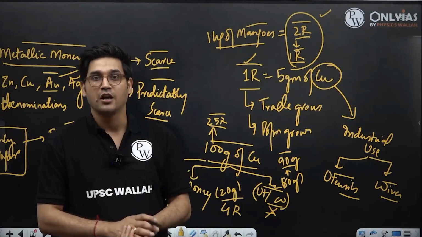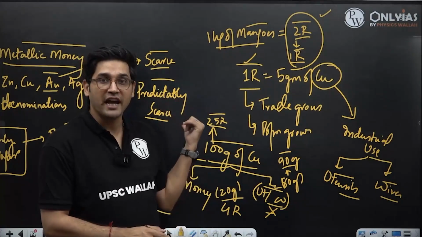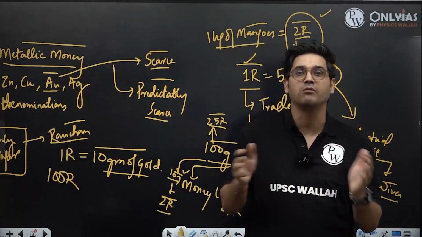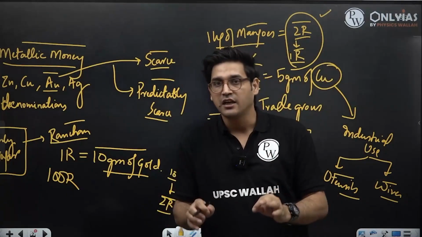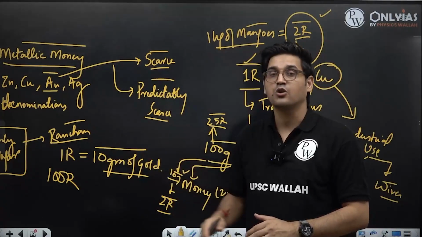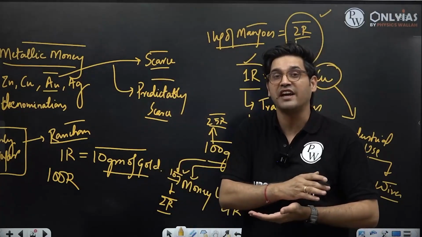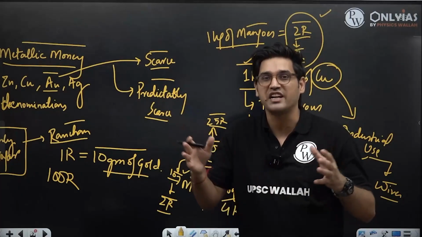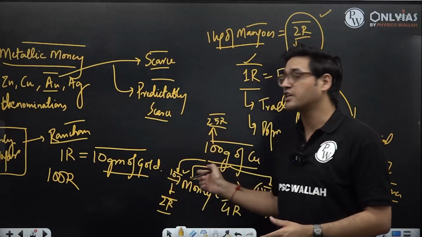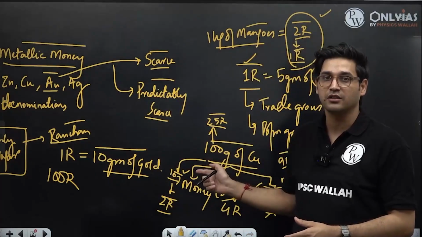And that's a problem. So the problem with metallic coins and other metals was that they were scarce, but they were not predictably scarce, which meant that the purchasing power of the money made from other metals could vary significantly, or it could fluctuate wildly. There is a huge amount of volatility associated with the value of these coins.